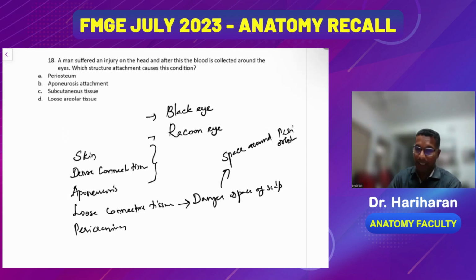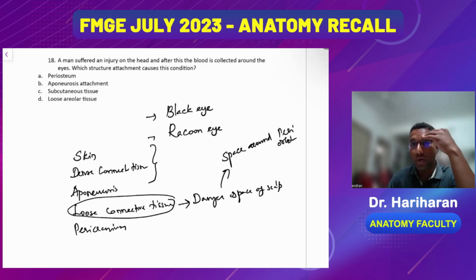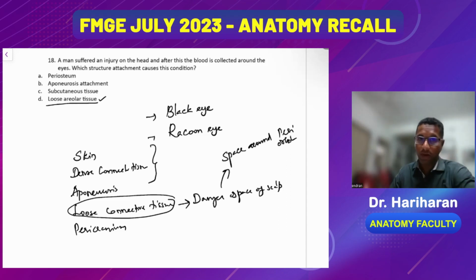Now, whenever there is an injury to the scalp, blood or hematoma usually collects in the loose connective tissue area and slowly gravitates around the eye, resulting in collection of blood around the eye, causing a black eye or raccoon eye. So if somebody asks you the answer, it is because of the loose areolar tissue, which forms the fourth layer of the scalp.